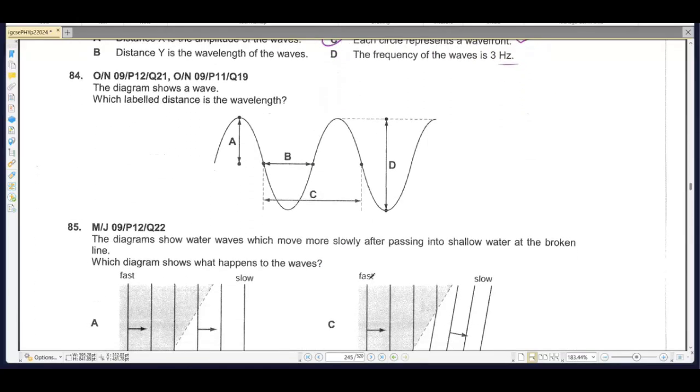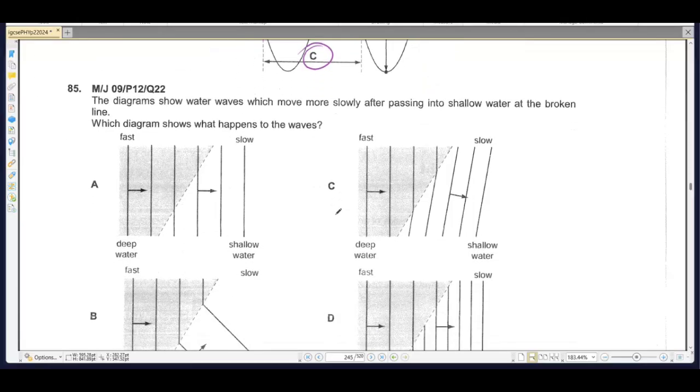Question number 84. The diagram shows a wave. Which labeled distance is the wavelength? Okay, wavelength would be between 2 consecutive crests or troughs. So if we draw the line over here, from here to here, yes, C is the wavelength, A is the amplitude, B is maybe half the wavelength, and D is nothing. So C is correct.